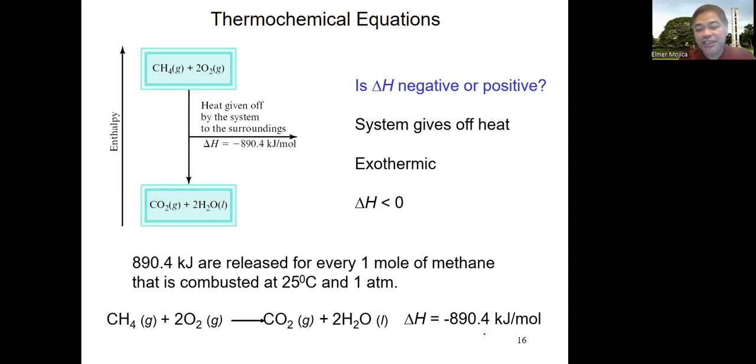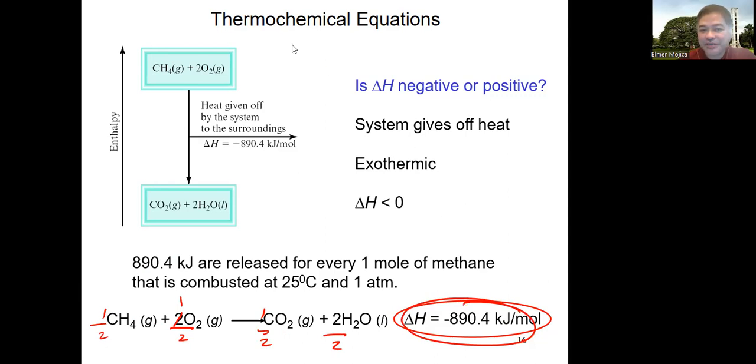This negative 890.4 kilojoule is just for one mole of methane. So what if I say, what's the energy needed if you're just going to utilize one mole of oxygen? What will happen to the delta H? If I make this into one, that means I divide everything by two, right? So what will happen to the value of your delta H? Okay, it will also be half.